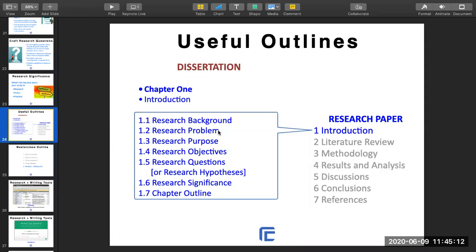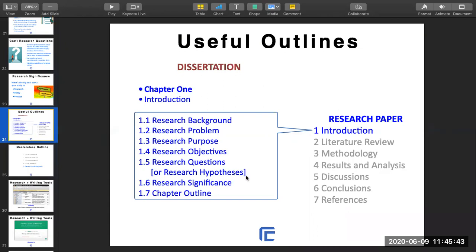Then you talk about the research problem, the problem you did earlier. What are the areas in literature that people have ignored, or what are the problems in literature that haven't been solved? From that, you bring your research purpose, you break it down to get your research objectives, you turn it into research questions. The research hypothesis is for those who want to do a survey, for instance. We'll talk about surveys later on.